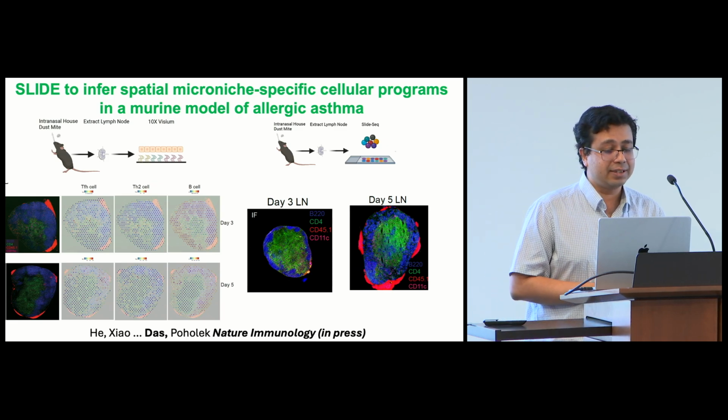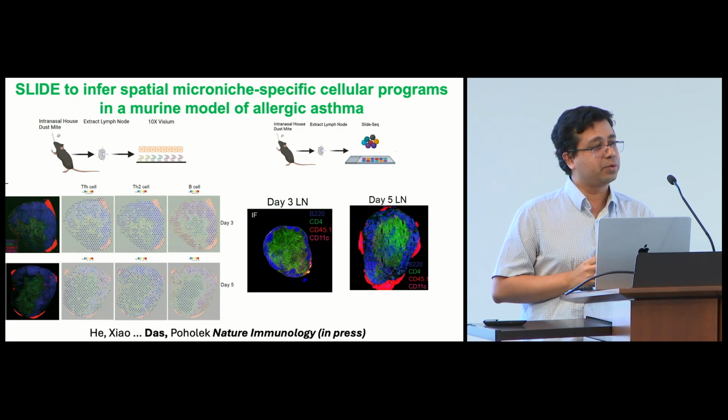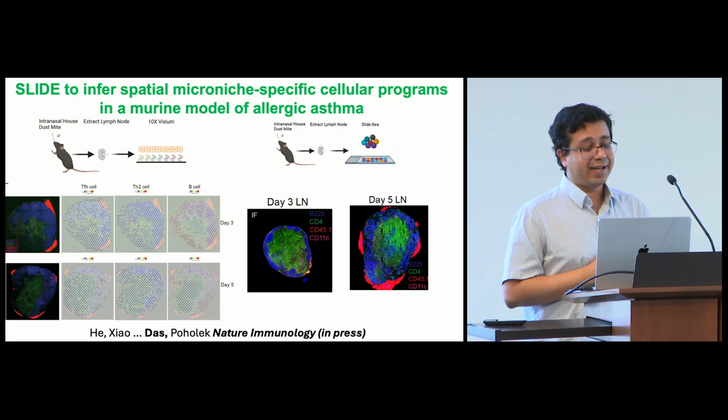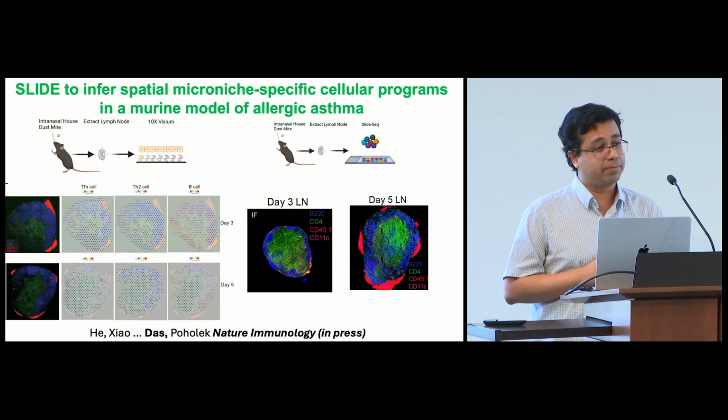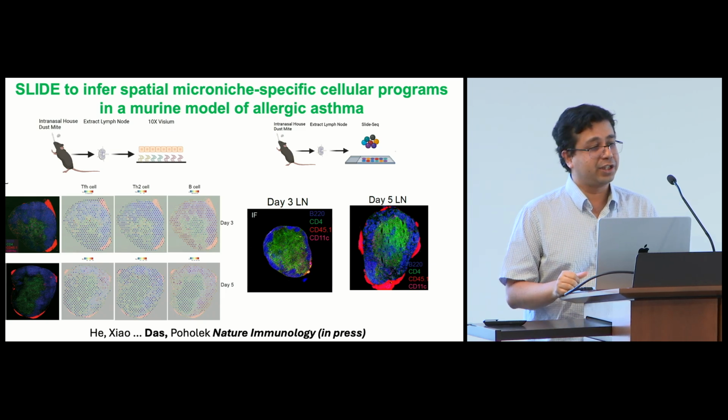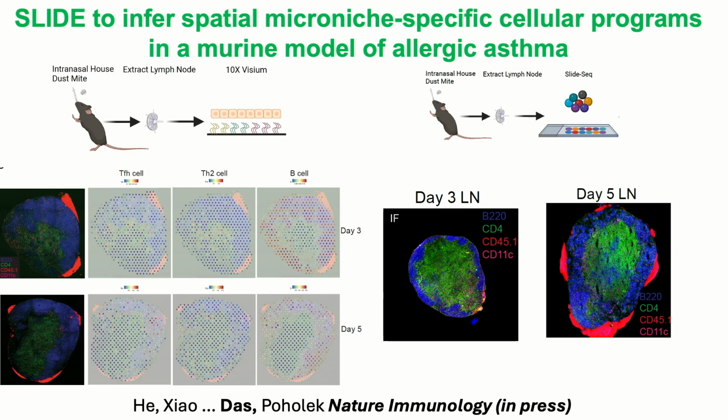Again, switching gears, this is also in press now. We've worked with Amanda Poholik's lab to identify spatial micro-niche specific cellular programs in a murine model of allergic asthma. I'm only showing you a couple of slides. There's a lot of data in this. I'm focusing only on the spatial data. This is 10x Visium as well as Slide-seq data.